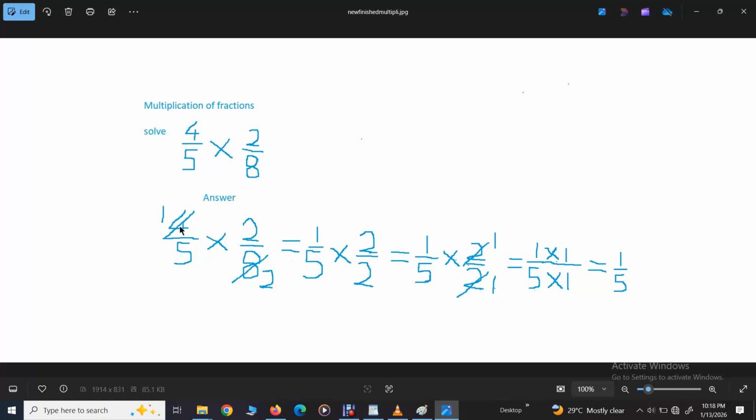For example, 4 can cancel 8. So therefore 4 divides itself, 1, and 4 divides 8, 2. So therefore, moving forward, we get 1 over 5 times 2 over 2.